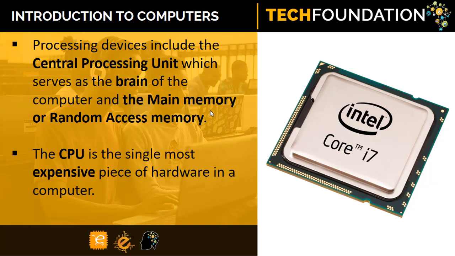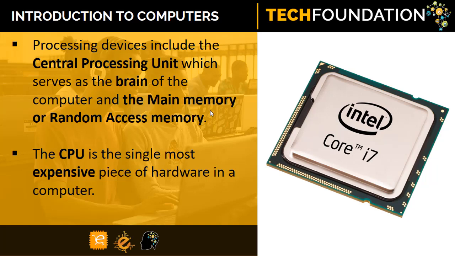The CPU is capable of performing arithmetic and logical operations. The CPU is the single most expensive piece of hardware in a computer. The power of a computer is dependent on how much data it can manipulate per unit time. That's the speed of the processor. The price of computers is usually dictated by its processing power.